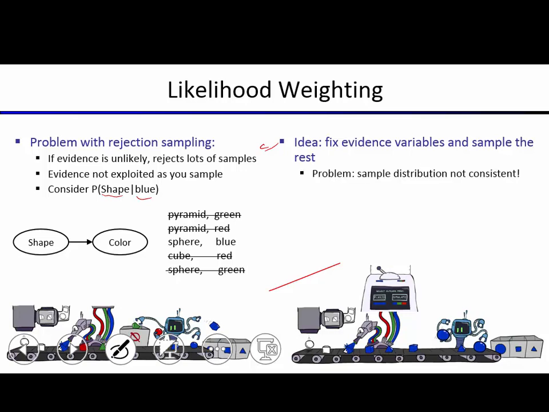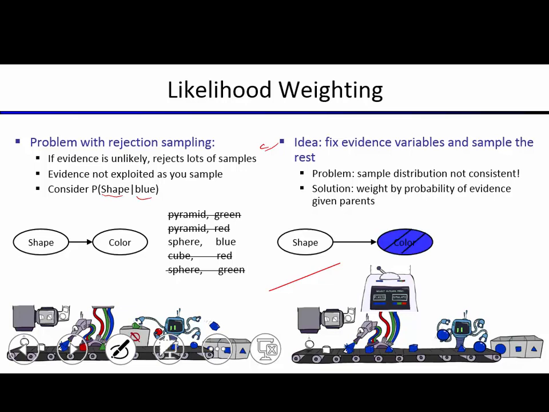What happens is our distribution will not be consistent anymore because we're not sampling from the correct distribution, because we're fixing some variables. As we encounter them, we just fix them to whatever the evidence values are. The solution to that is we can now start weighting the samples, and we'll see that that's the right thing to do. Pictorially, it looks something like this. You first sample shape, and then no matter what you sampled for shape, color will be blue. So you'll get a set of samples that looks like this.